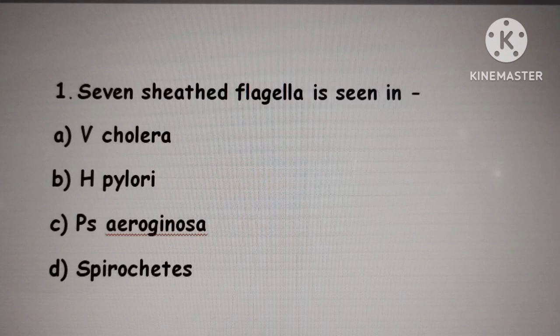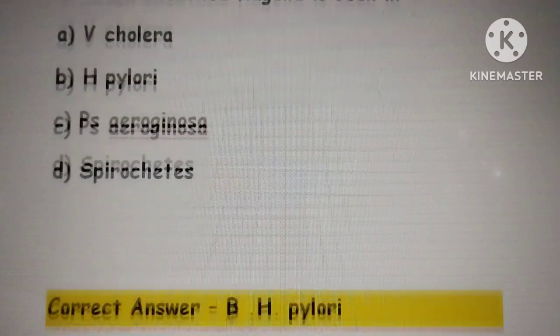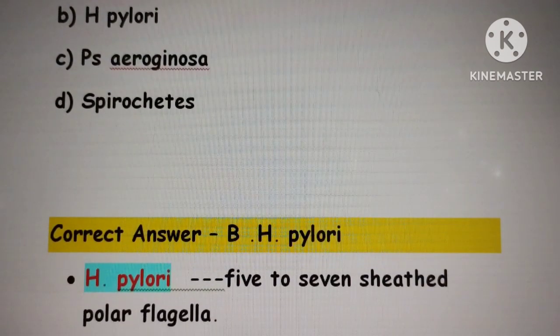Okay, so here the first question is, the 7-sheath flagella is seen in. The options given are Vibrio cholerae, H. pylori, Pseudomonas aeruginosa and spirochetes. Whenever they ask for 7-sheath flagella, the only organism which has it is H. pylori. So the answer here is Helicobacter pylori.